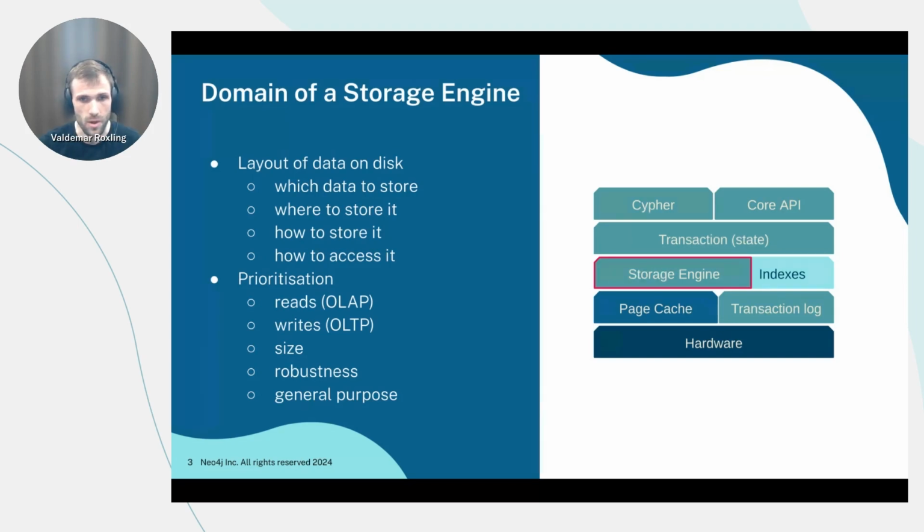So if a transaction says create a node, the storage engine will decide, okay, this is where I put it. The storage engine then communicates with the hardware using the page cache, which is a memory map of files written to disk, and a transaction log to ensure crash resistance. So this is what the storage engine is responsible for.